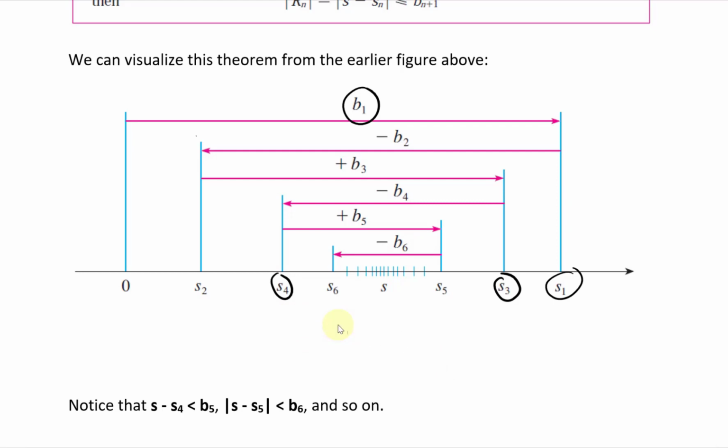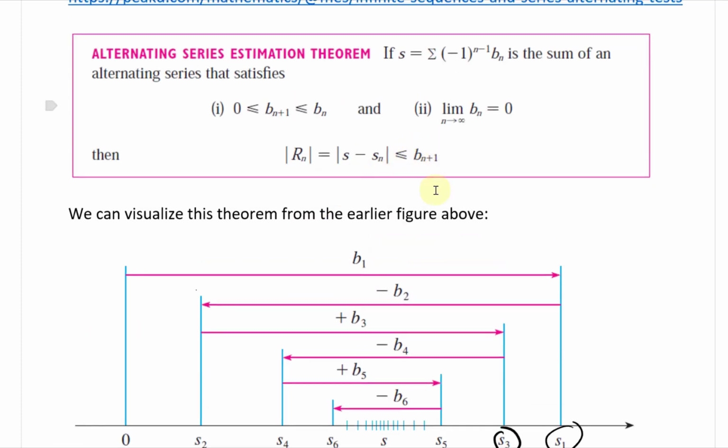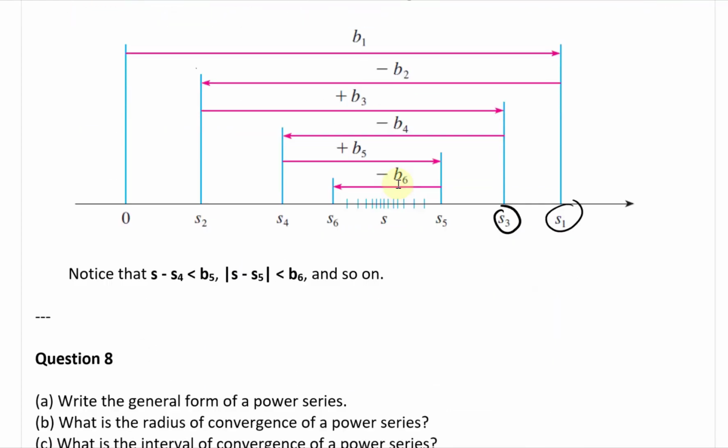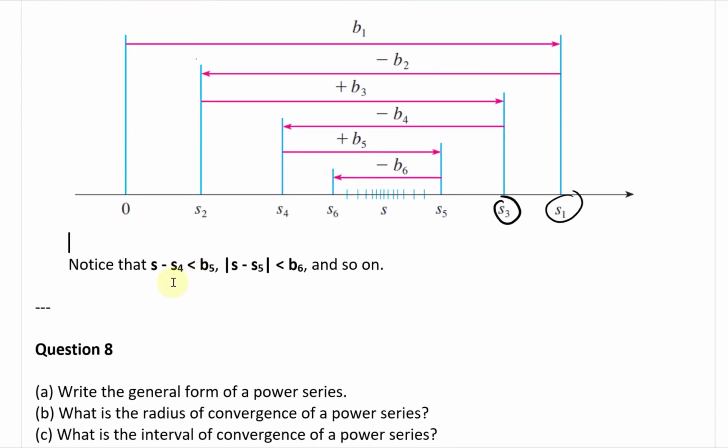It's fascinating stuff. You can just keep adding the terms and you always know the error. The error is always less than the next term, Bn plus 1, so that's how big it is. Notice that S minus S4 is less than B5, and the absolute value of S minus S5 is less than B6. It's fascinating stuff.